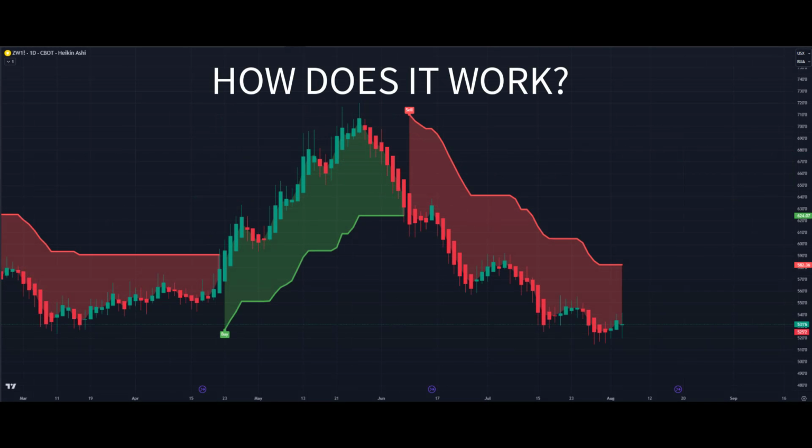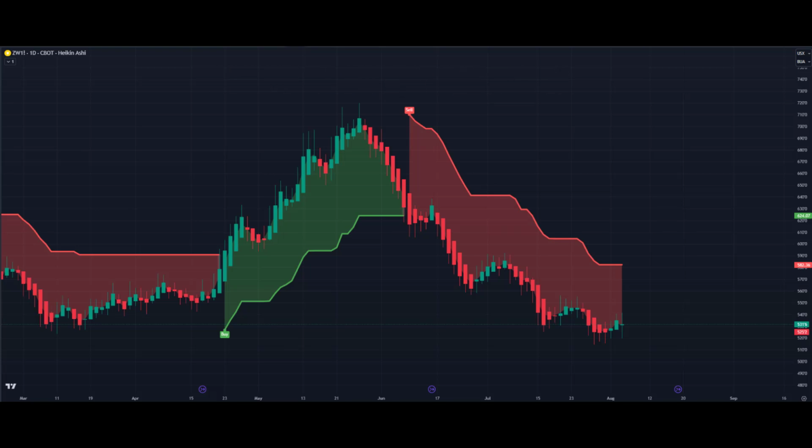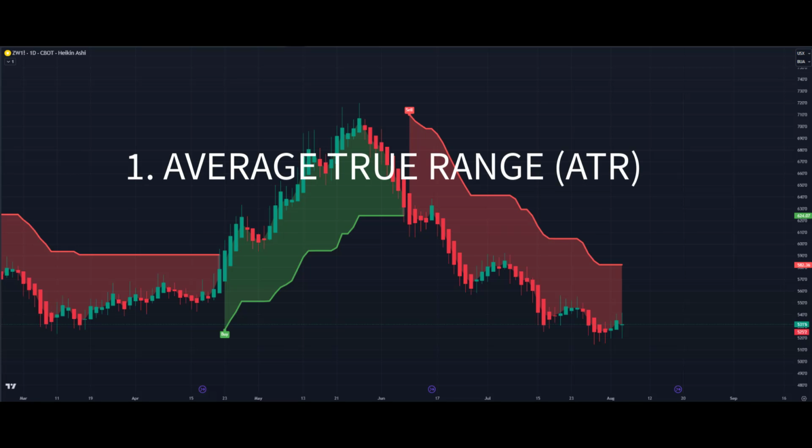Now in front of you I've got a daily Heikin-Ashi chart for wheat futures. They're the front month wheat futures, clearly illustrating the Supertrend indicator overlaid onto that price action with clear buy and sell signals. So how does it actually work? Well, there are 2 main components to the Supertrend: the average true range and a multiplier. The ATR measures the market volatility, and the multiplier's job is to adjust the sensitivity of the indicator.